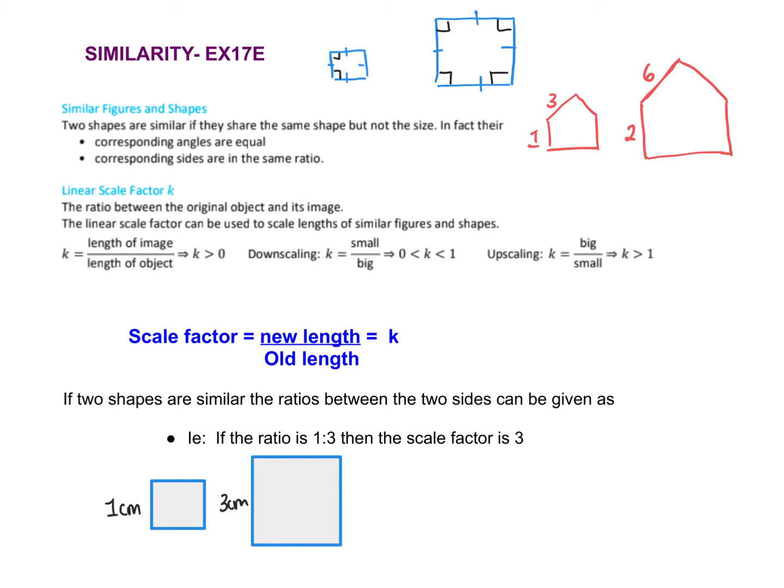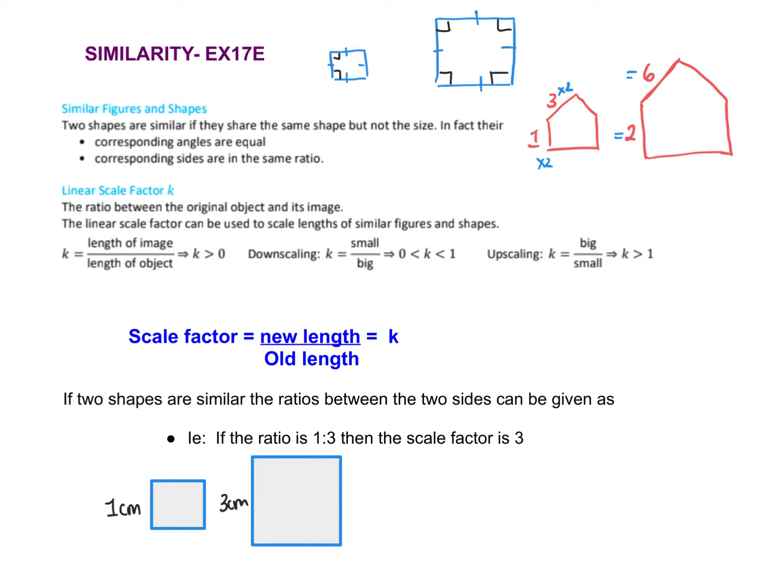Because we times this 1 by 2 and we got that 2. So because I times this other side by exactly the same number, which is 2, I got 6. That means they've been enlarged by the same amount, and therefore they're similar. So that's what they mean when they say corresponding sides are in the same ratio.